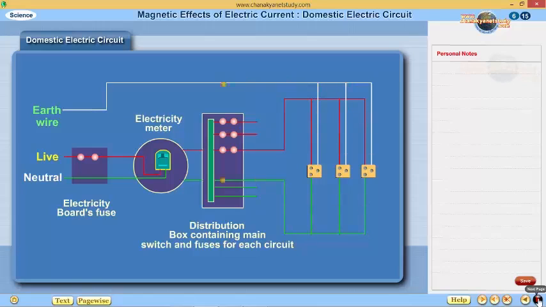Figure shows a schematic diagram of one of the common domestic circuits. In each circuit, different appliances can be connected across the live and neutral wires. Each appliance has equal potential difference. They are connected parallel to each other.